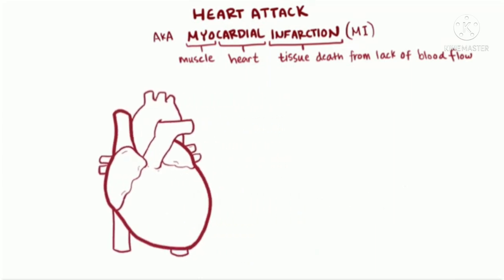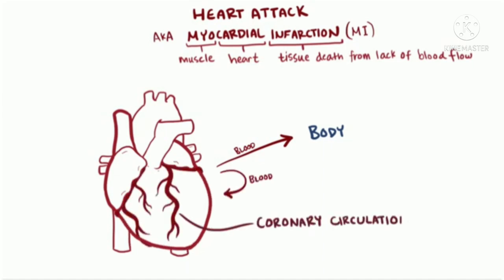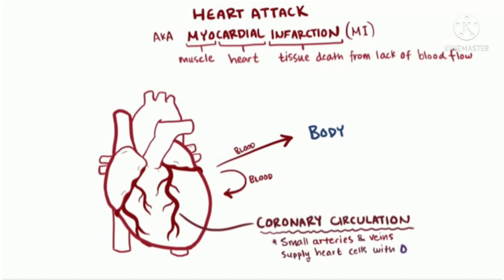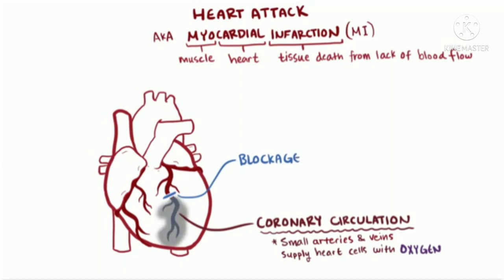Now the heart's main job is to pump blood to your body's tissues, right? Well, the heart also needs blood, and so it also pumps blood to itself, using the coronary circulation. The coronary circulation is the system of small arteries and veins that help keep the heart cells supplied with fresh oxygen. Heart attacks happen when these small arteries become blocked and stop supplying blood to the heart tissue. And if this happens for long enough, heart tissue dies.